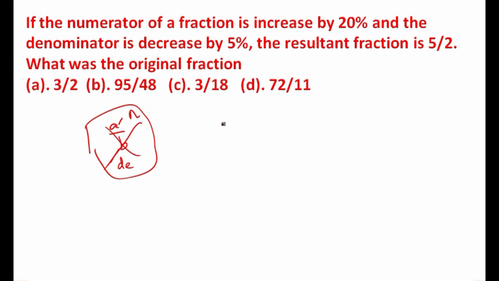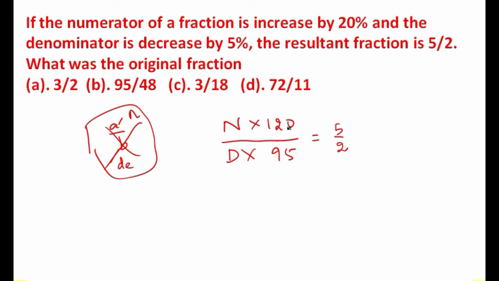Here it is written that if the numerator of a fraction is increased by 20%, it means from 100 it got increased by 20%, which means it is 120%, right? And the denominator is decreased by 5%. From 100, if anything decreases by 5%, it becomes 95%. Then the resultant fraction is 5 by 2.